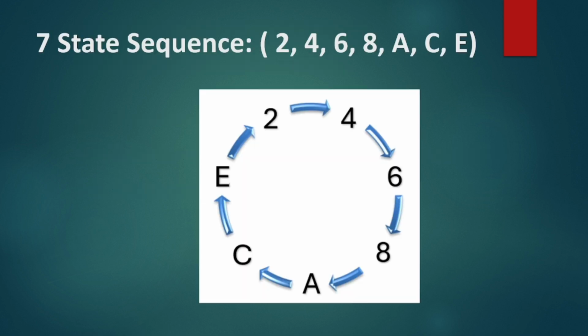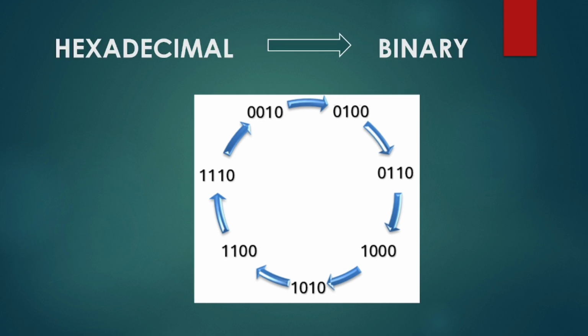This was our 7-state sequence. We chose the numbers 2, 4, 6, 8, A, C, and E for our state sequence. So this is the conversion from hexadecimal to binary. We got 0010, 0100, 0110, 1000, 1010, 1100, and 1110.